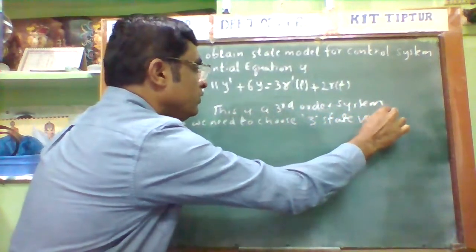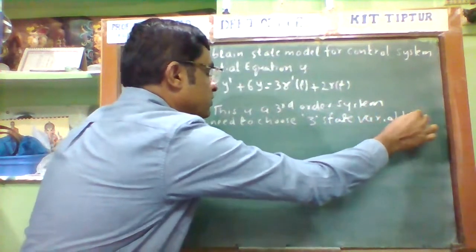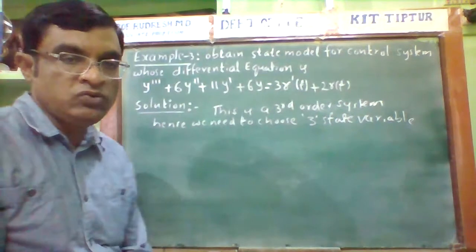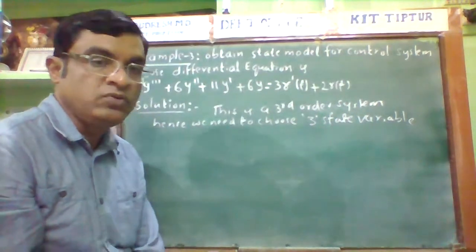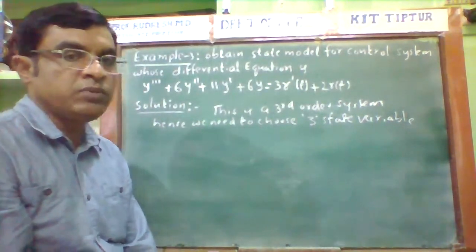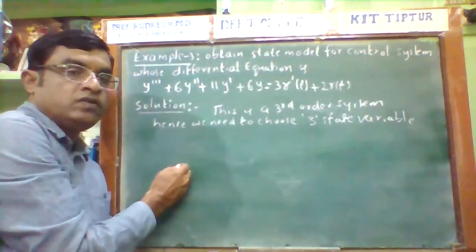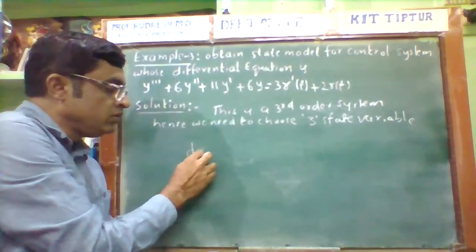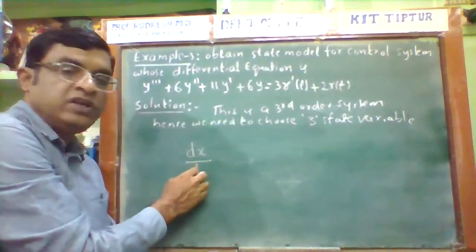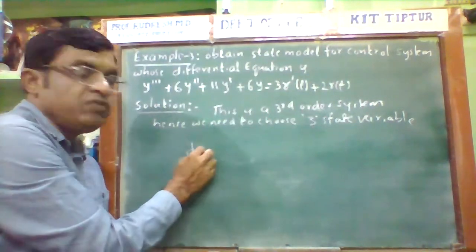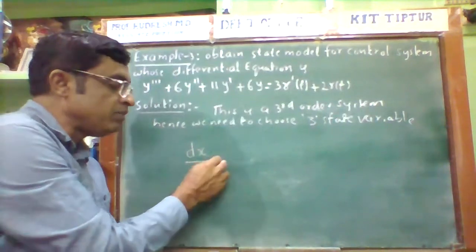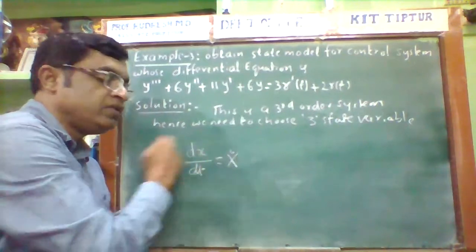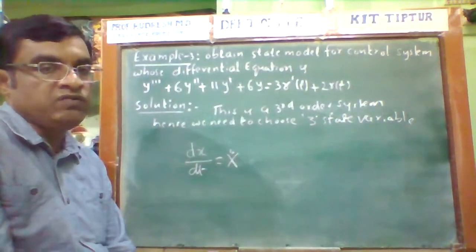This is very important. x1, x2, x3 are the state variables, and u1, u2, u3 are the input variables. Writing the state model is nothing but writing the state equation. The state equation is nothing but the first derivative of the state variable. X is a state variable. The first derivative of the state variable is called the state equation.